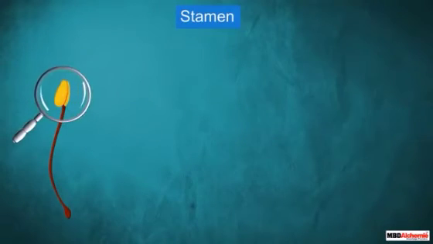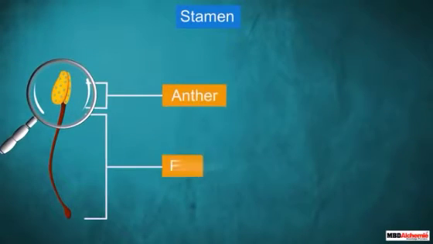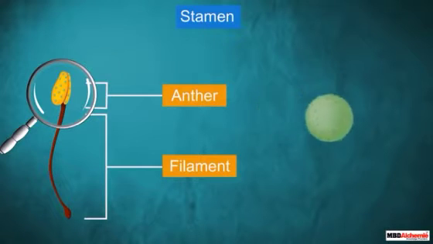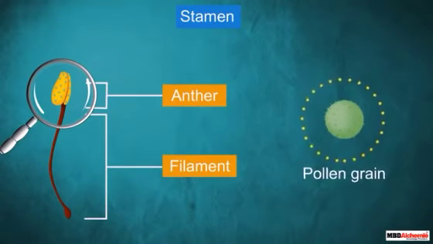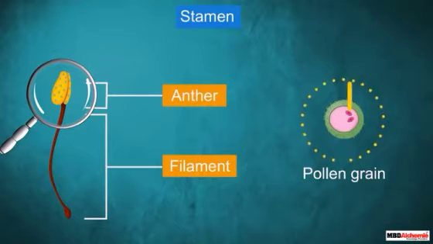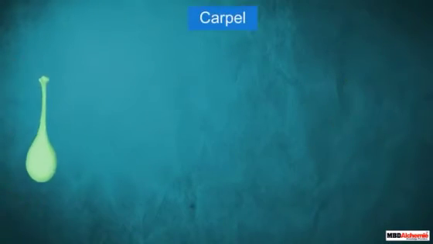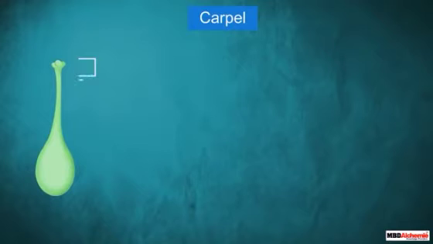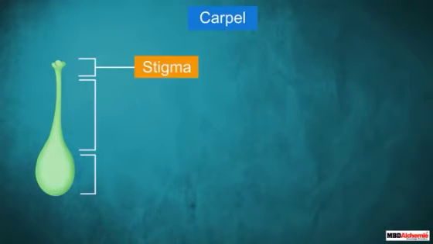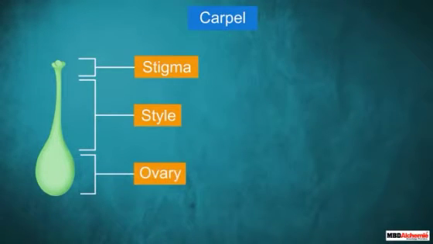A stamen is made of two main parts, anther and filament. The anther produces pollen grains. It is the pollen grain that contains the male gametes. A carpel, on the other hand, is made up of three parts. The terminal part is called the stigma. The middle elongated part is the style, and the swollen bottom part is the ovary.